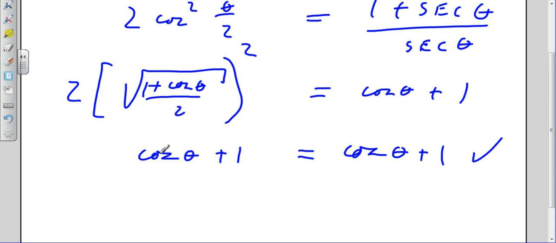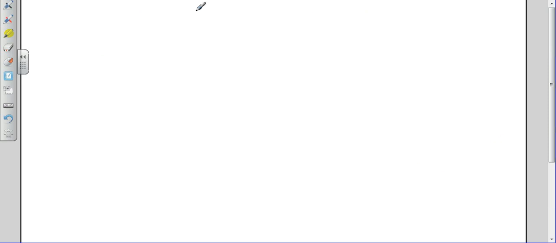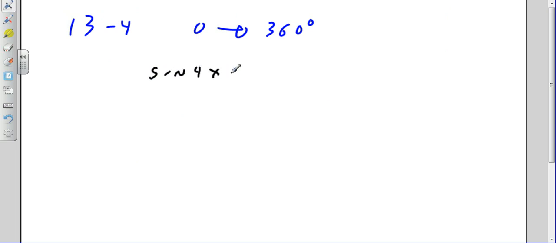Okay, we're going to move on to section 13.4, and so we're in 13.4. So let's say I want answers between 0 and 360, and I want them of something that looks like the sine of 4x is equal to 1/2. Okay, well that seems reasonable.